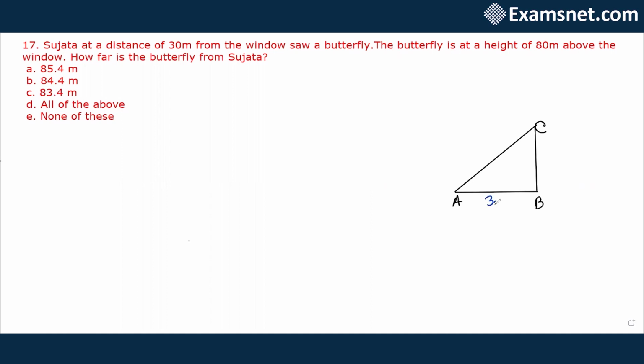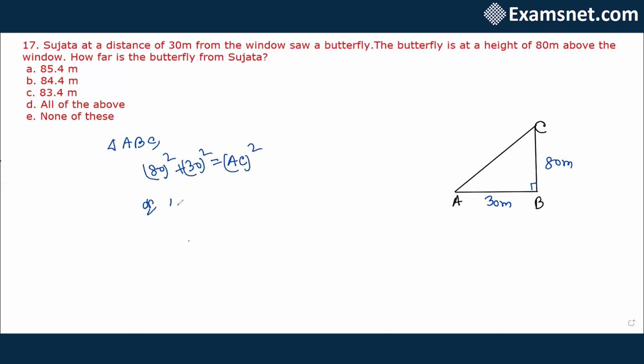The length of AB is 30 meter and the length of BC is 80 meter. We are asked to find the distance between Sujata and the butterfly. So we are required to find the length of AC. Let's consider triangle ABC. So according to Pythagoras theorem, the sum of the perpendicular square and the base square is equal to the square of the hypotenuse. So here 80 whole square plus 30 whole square equals AC whole square.